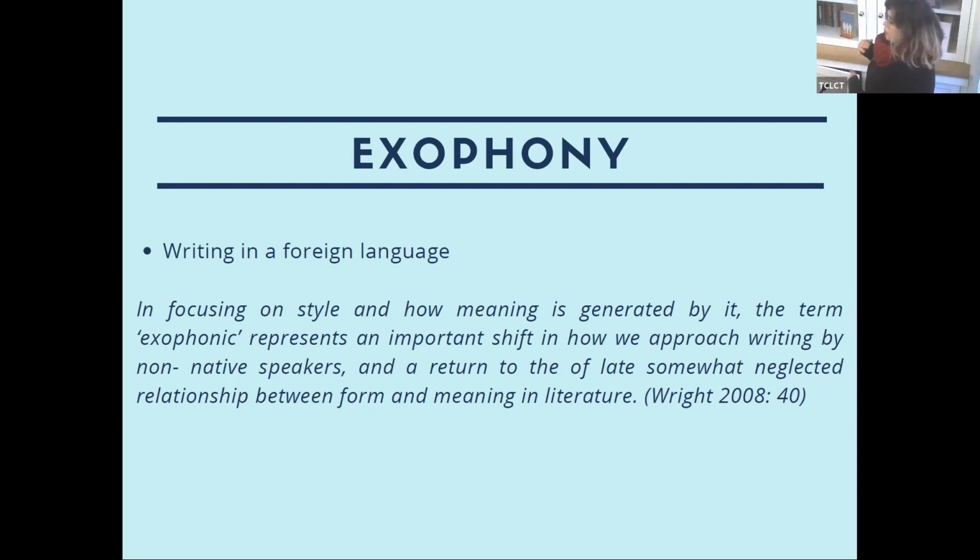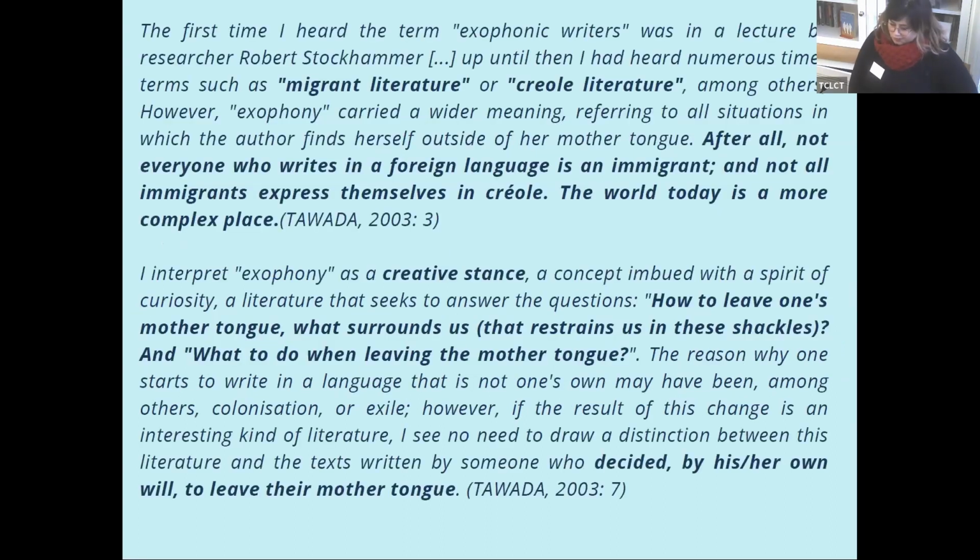But then she talks more about how, in focusing on style and how meaning is generated by it, the term exophonic represents an important shift in how we approach writing by non-native speakers and a return to the late, somewhat neglected relationship between form and meaning in literature. By that, she means that we shouldn't be focusing that much on the background of these writers, but more on the texts themselves and how they can be creative, how they innovate the language they're using.